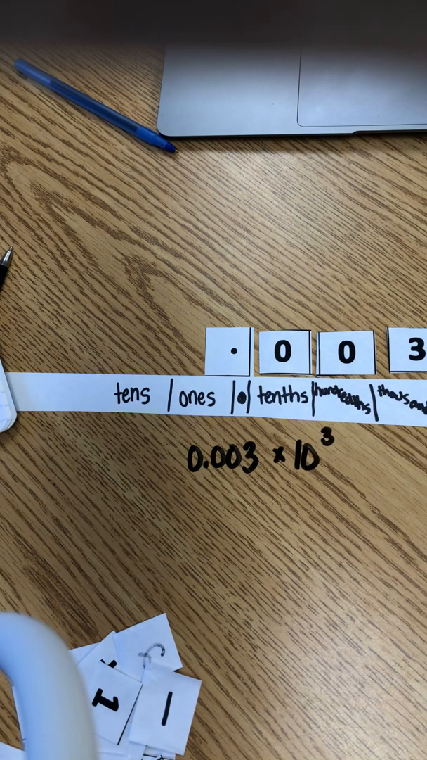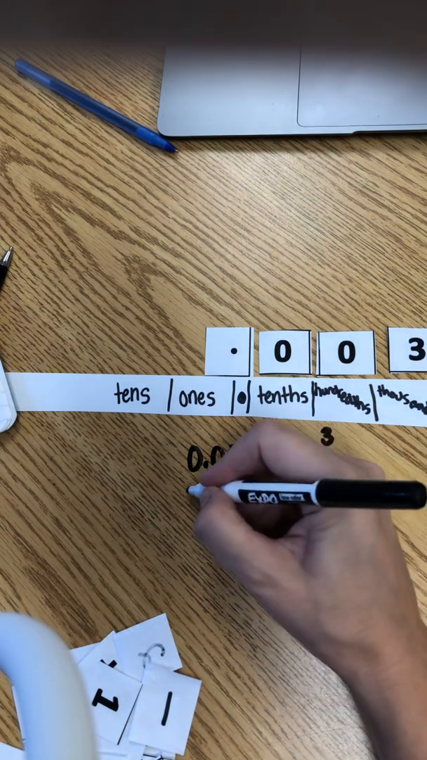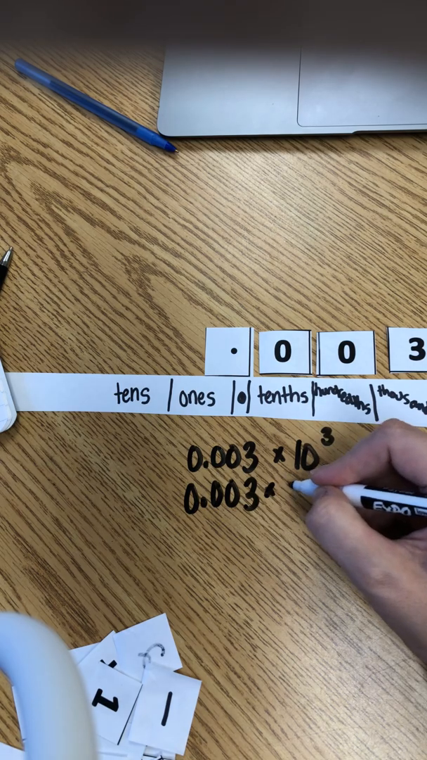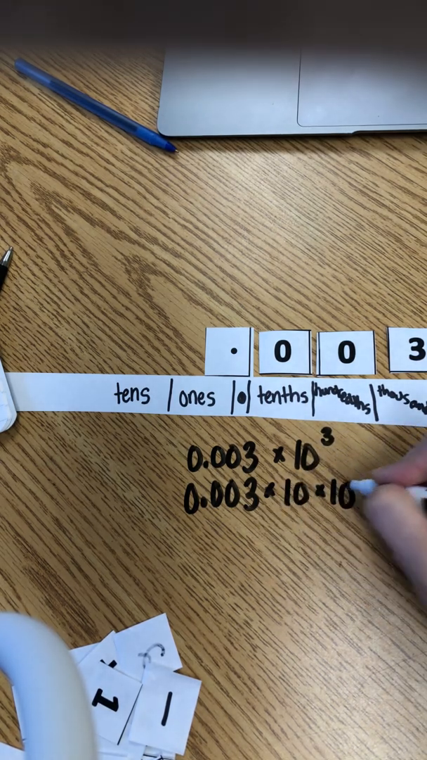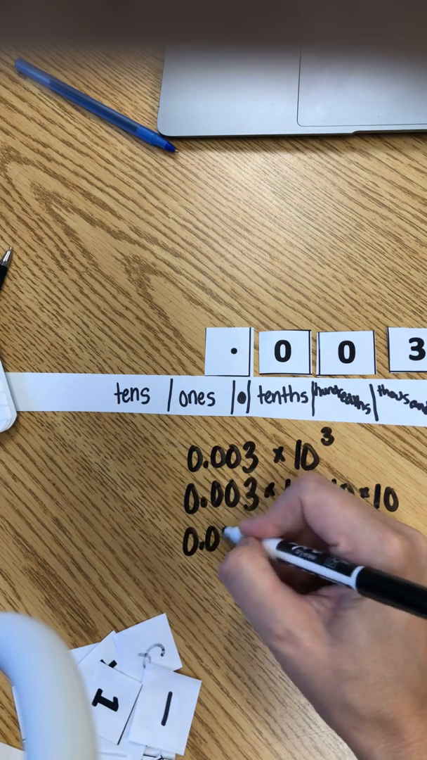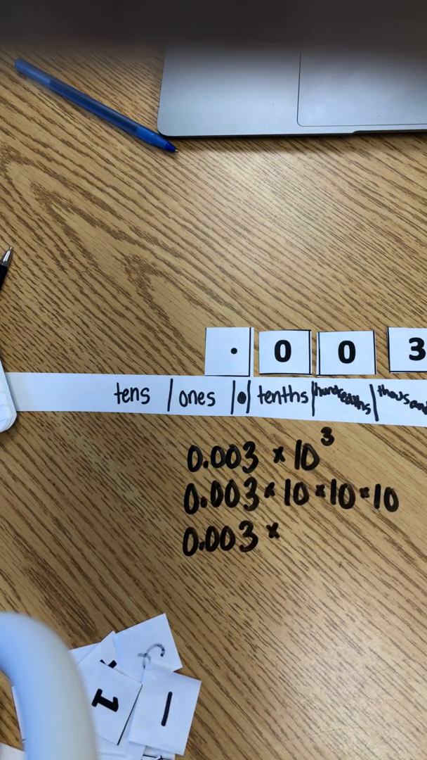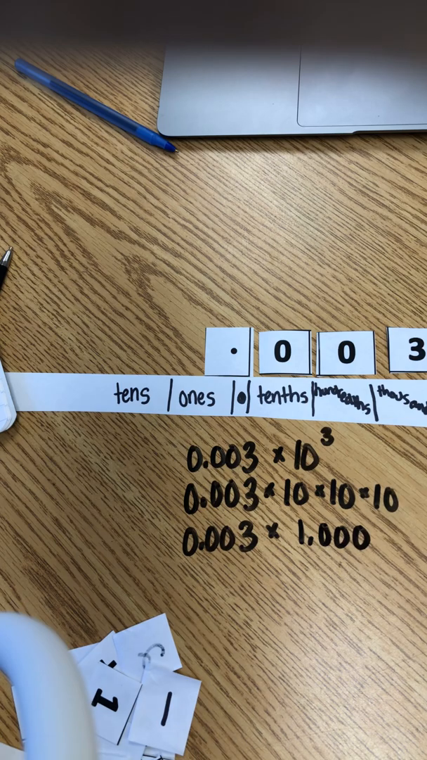We talked about what the value of this number is at the beginning of the year, but let me just refresh your memory. That means that I'm going to take my 3 thousandths and multiply it by 10 times 10 times 10. So you need to know what the value of that is. Haven't done anything with my 3 thousandths yet. 10 times 10 is 100, and 100 times 10 is 1,000.